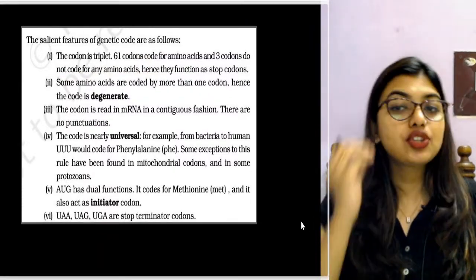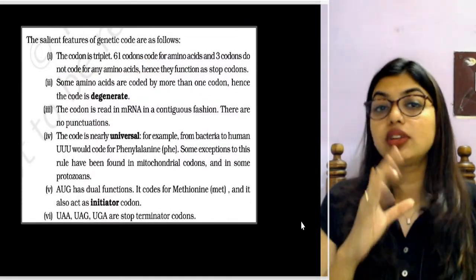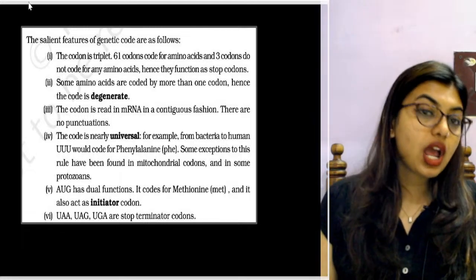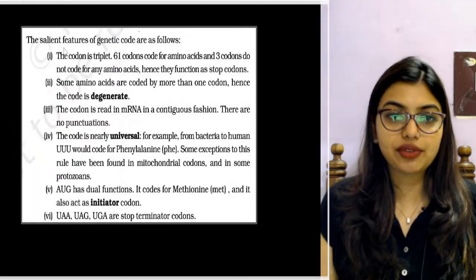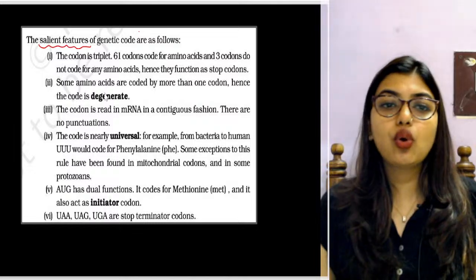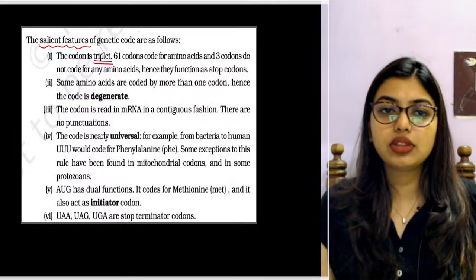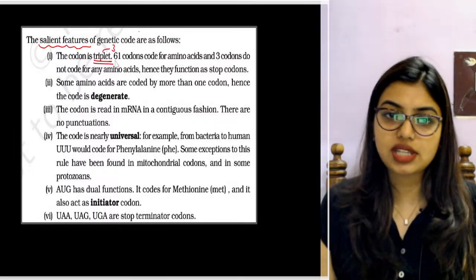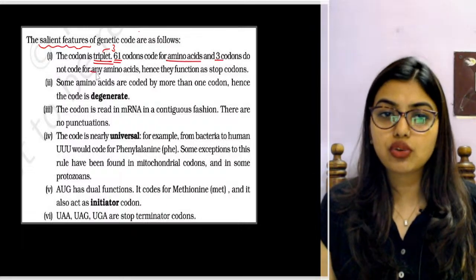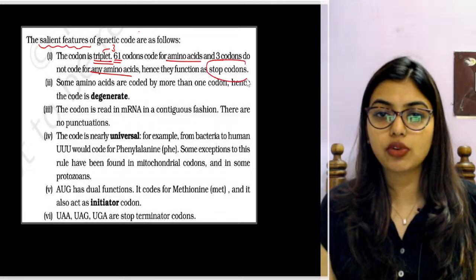Now, since you don't have to learn the codons, you have to learn something else. You have to learn the salient features of the genetic code, or how these are formed. Now see, the codon is a triplet. Yes or no? It is formed of three units. Out of that, 61 codons code for amino acid and 3 codons do not code for any amino acid. Hence, it is a stop codon.